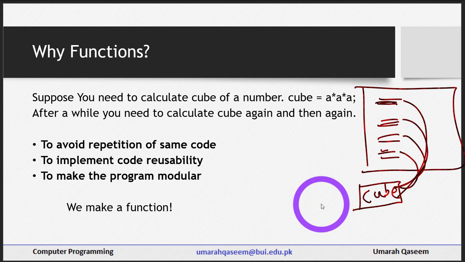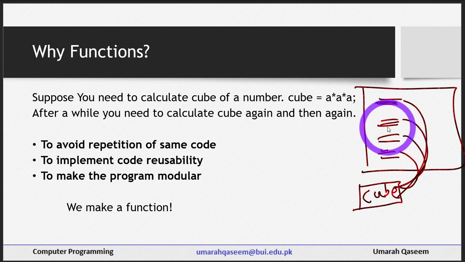So again, how is this helpful and why functions? Imagine you have to make a huge project with a large number of lines of code, and you have to calculate the cube at some 50 points in your code. Obviously it is convenient to write the definition of cube, this functionality of cube, at one point, and then use it in all those 50 places, instead of writing this line at each of those 50 points in your code.